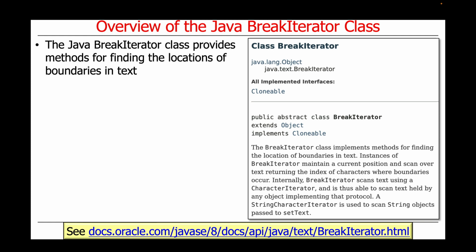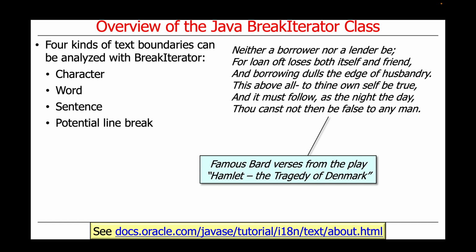This class provides methods for finding the locations of boundaries within text strings. Four kinds of text boundaries can be analyzed using a BreakIterator, including characters, words, sentences, and potential line breaks. To demonstrate the use of BreakIterator, we'll apply it to famous Bard verses from the play Hamlet, A Tragedy of Denmark, which are shown in the upper right portion of the slide.